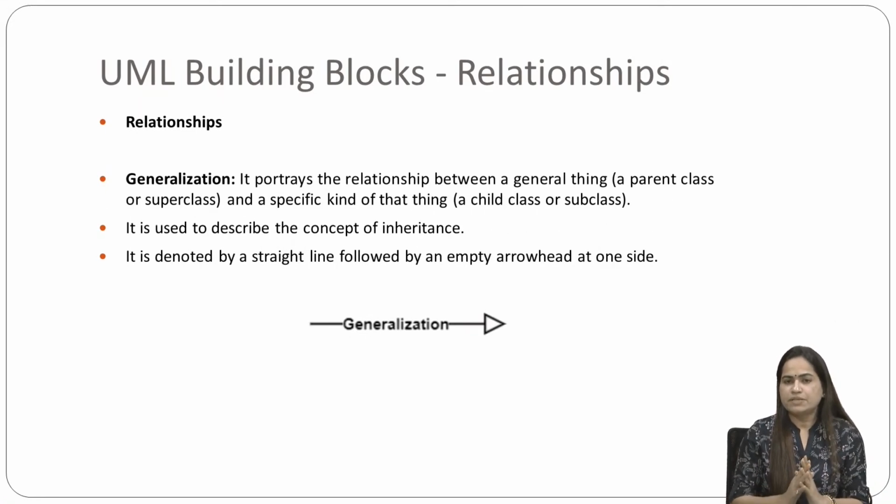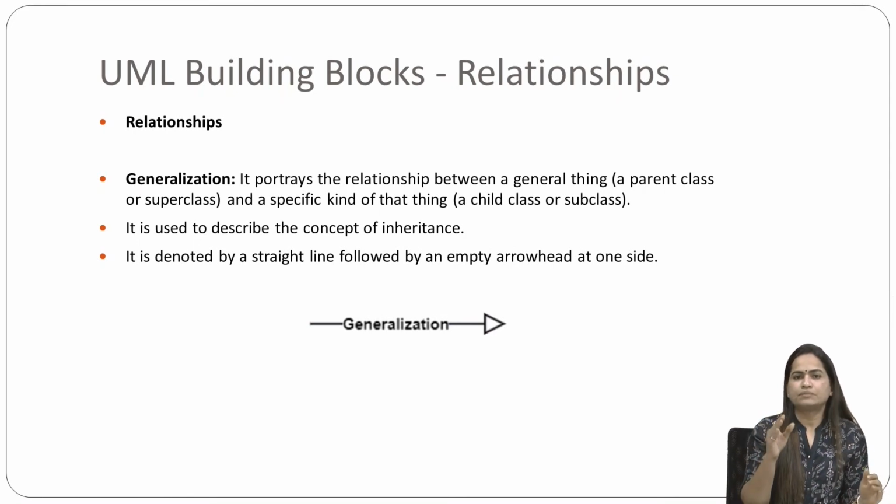Then after that we have generalization. It portrays the relationship between a general thing, which we can say is a parent class or superclass, and a specific kind of that thing, which is a child. If we want to represent a parent-child relationship, then generalization can be used. It is used to describe the concept of inheritance. It is denoted as a straight line with an empty arrowhead at one side.